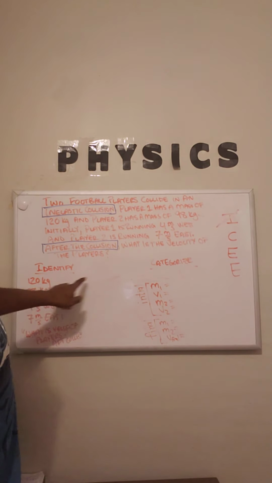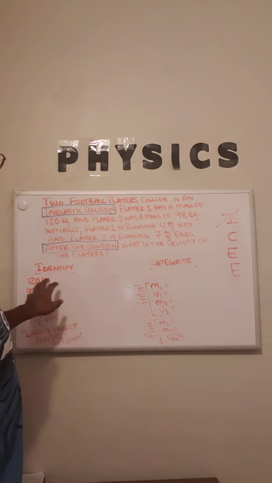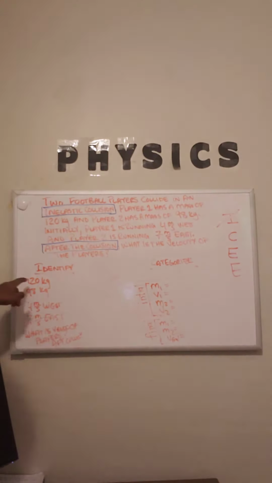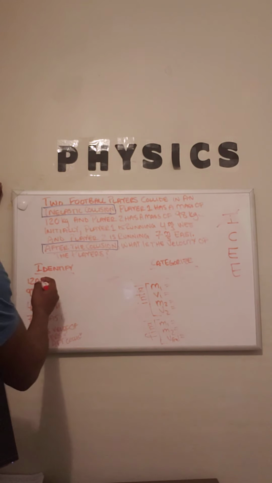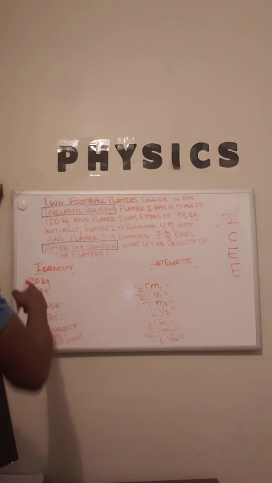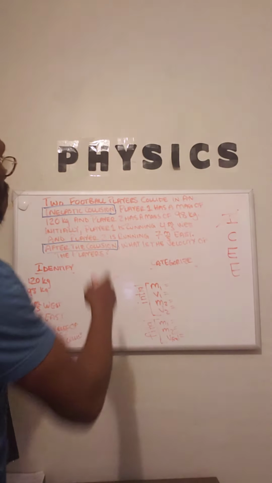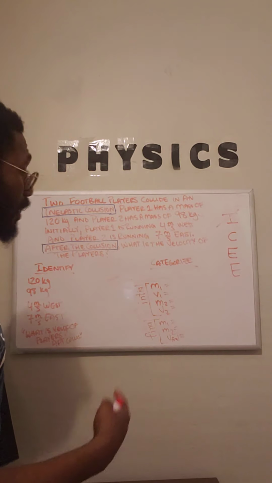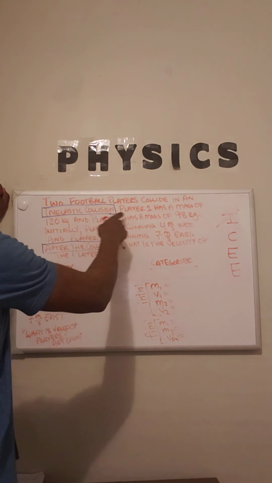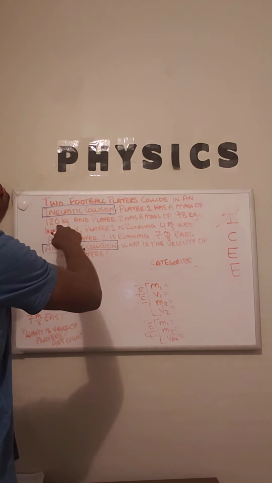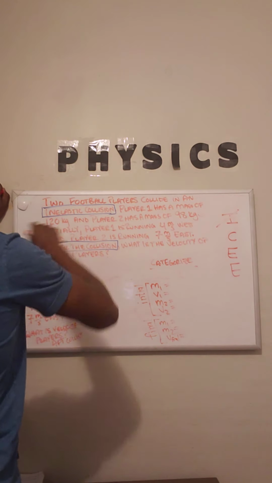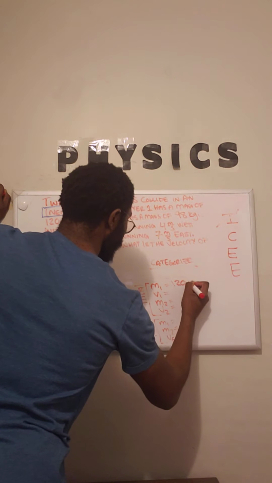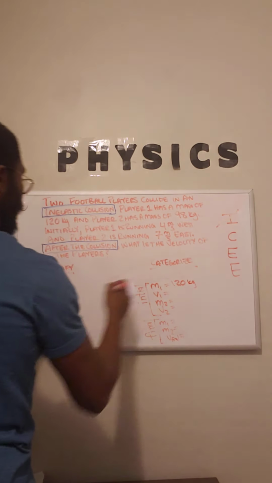All right, so now we're going to go to the identify step and put all of these measurements in our different categories. So we'll start with 120 kilograms. Now we know kilograms is a unit of mass, but we have to go back to the problem to figure out whose mass it is. Is it player 1 or player 2? So 120 kilograms. When I see it in the problem, it says player 1 has a mass of 120 kilograms. So we'll put this for mass 1. So 120 kilograms for mass 1.